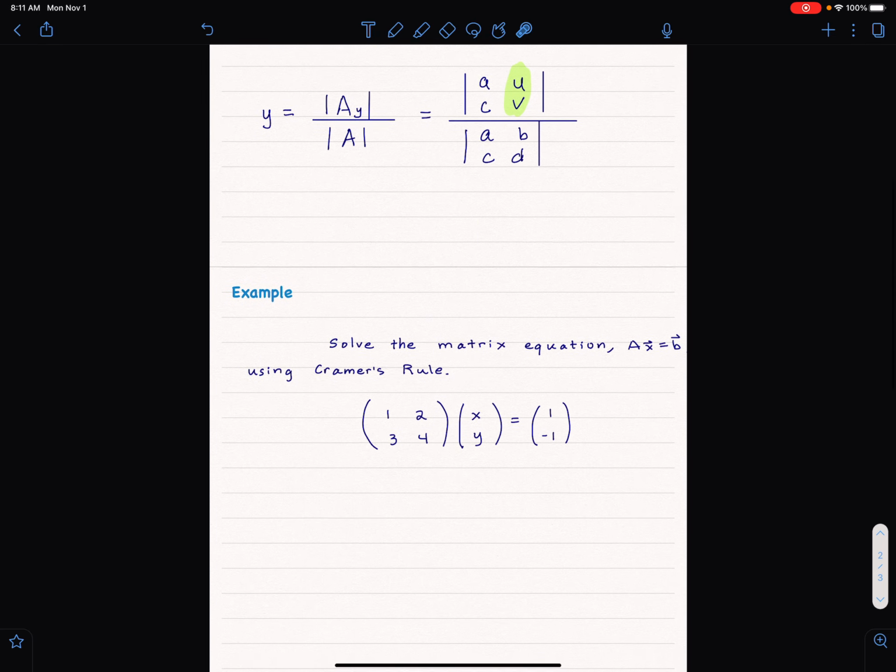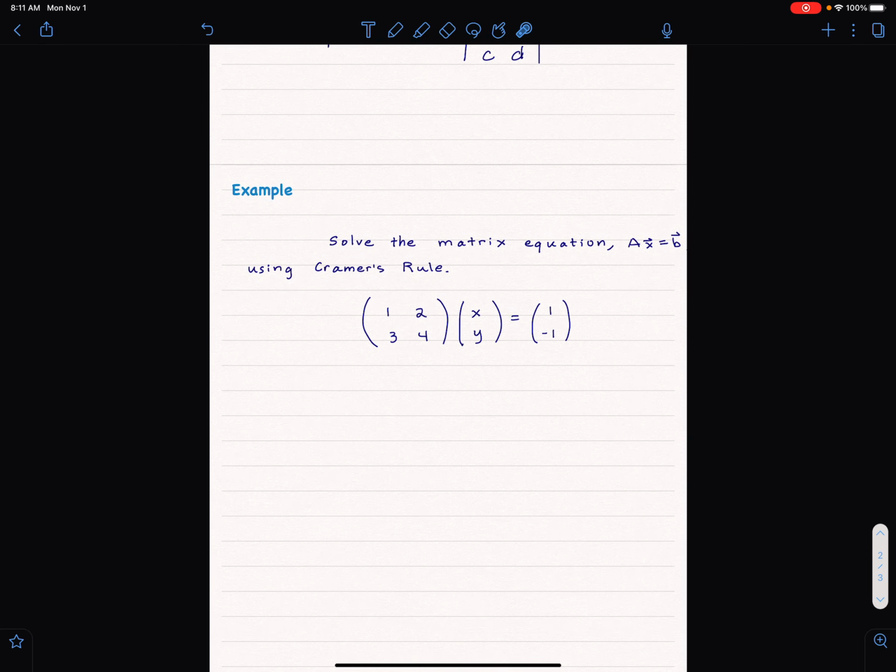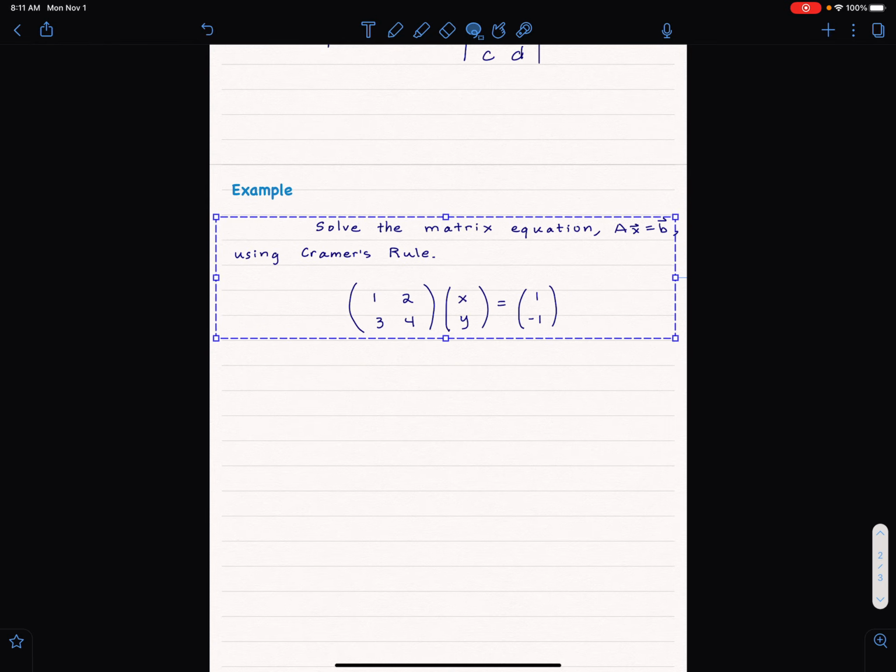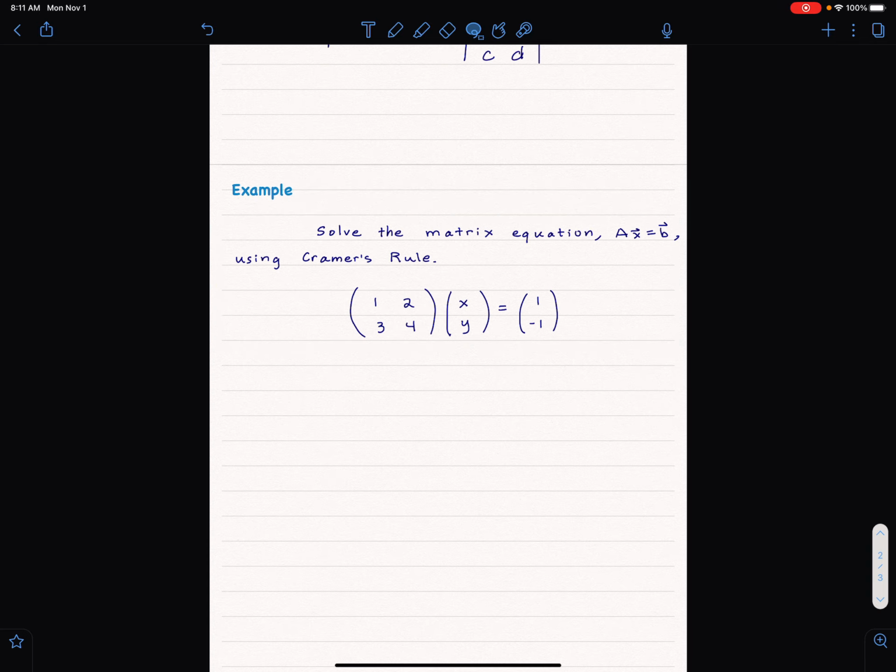Okay, so let's go ahead and actually solve a problem. The reason I'm doing 2 by 2 is that it's just easier to find the determinant of a 2 by 2 matrix. All right, so this is AX equals B. This vector on the right here is B. And so we have that the vector X is given by X, Y.